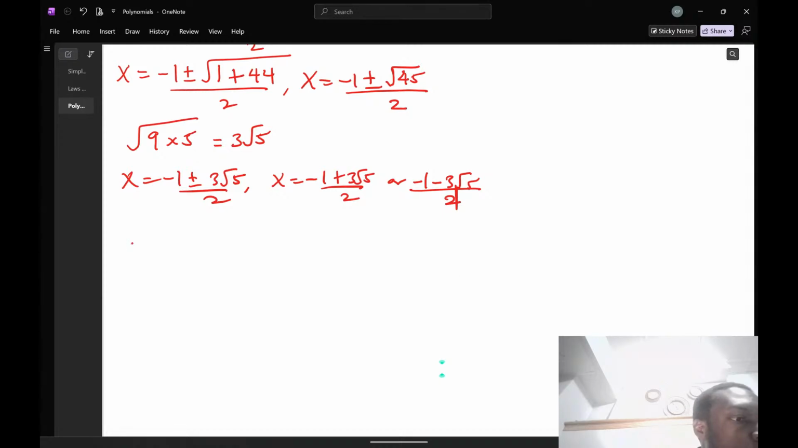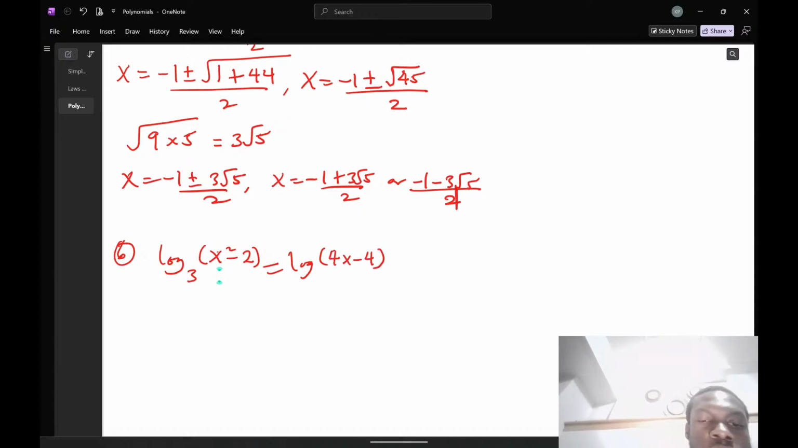So we have another one: log base 3 of x squared minus 2 is equal to log of 4x minus 4 base 3. Okay, so now when we look at these two logs, this is log base 3 of x squared minus 2 is equal to log of 4x minus 4 base 3.